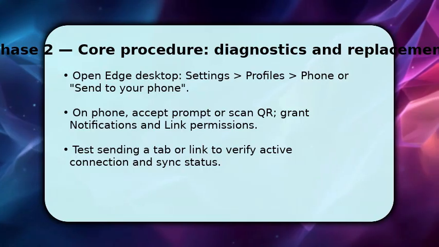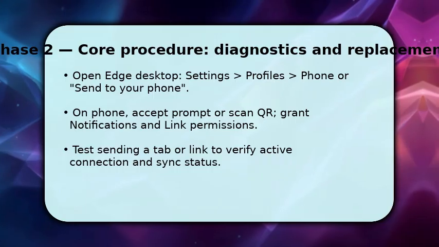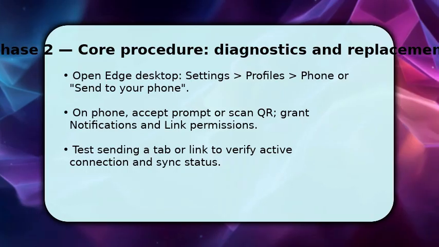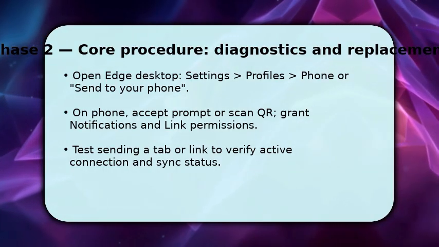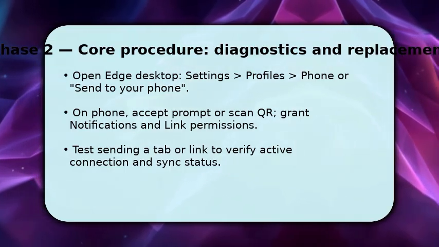On Desktop Edge, navigate to Settings, then Profiles, and find Phone or Send to your phone. Choose the send method or generate a QR code. Once the QR appears, open Edge on your phone and either accept the prompt or scan the code. Make sure to grant notifications and link permissions so pages can be received.